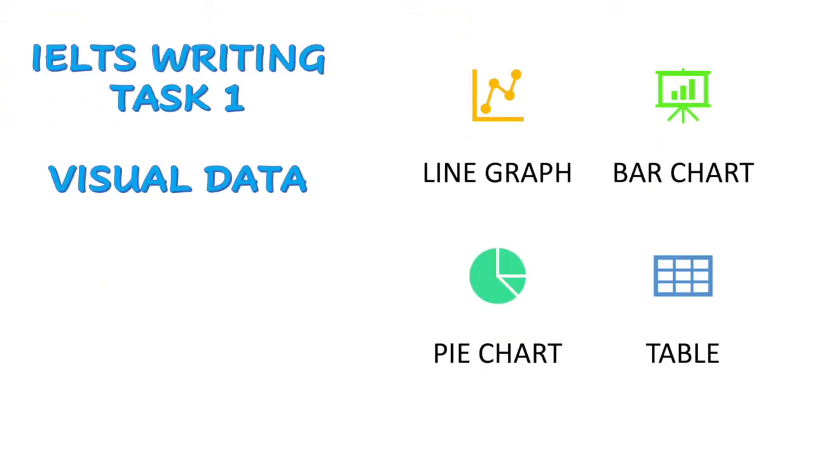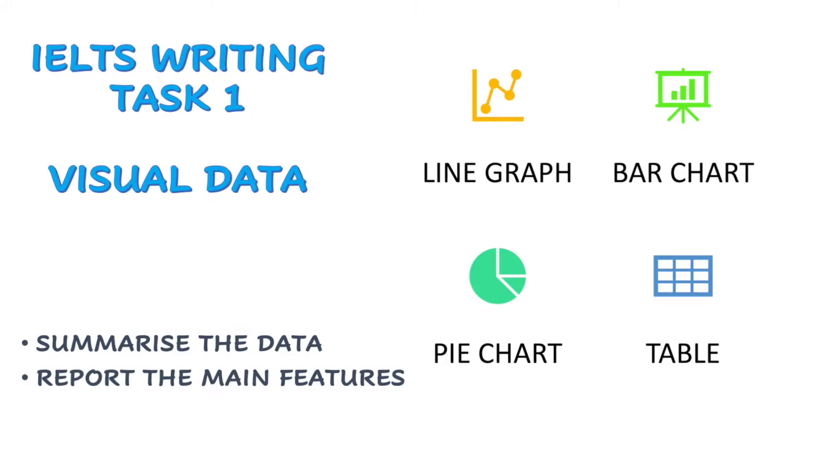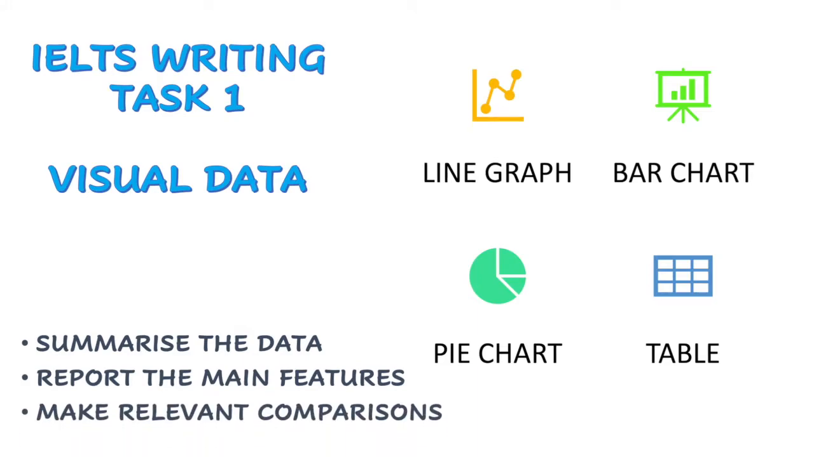So here we go. I hope you remember that the possible visual data representations could be line graphs, bar or pie charts, or even tables, maybe even a combination of these. Yes, you could get maps or diagrams, but we're going to deal with those in a separate video because they're quite different in approach. So if you get one of these, what you need to do is summarize the data, report the main features, and make relevant comparisons. These are your three missions. They are invariable, so keep them in mind.